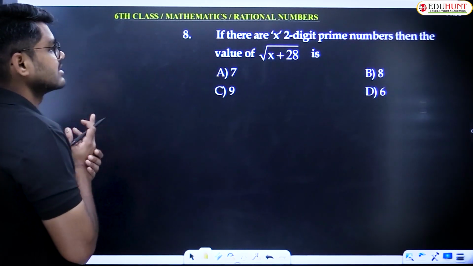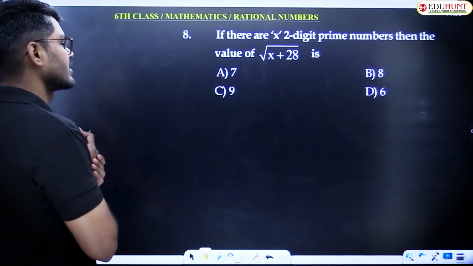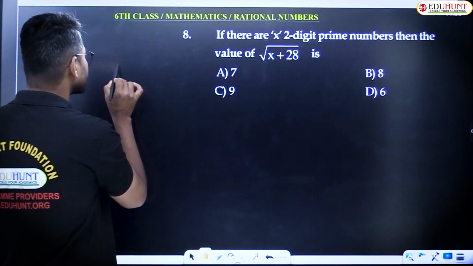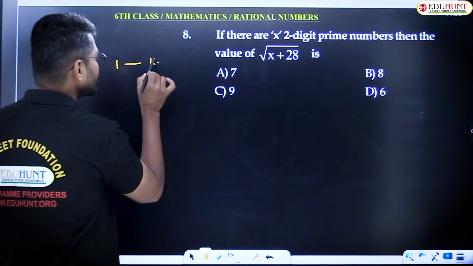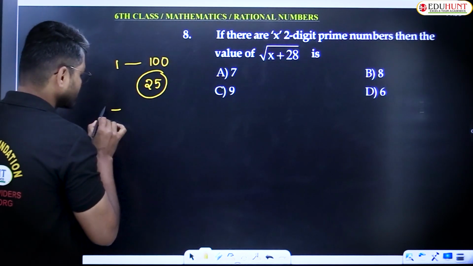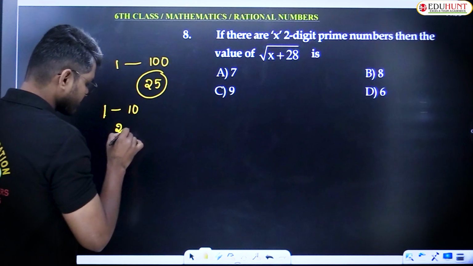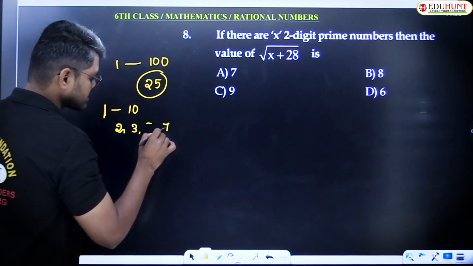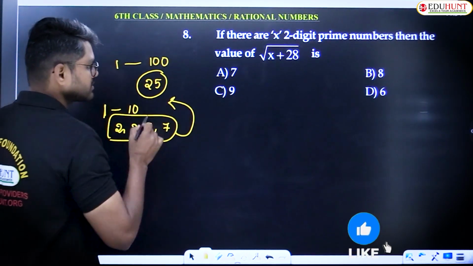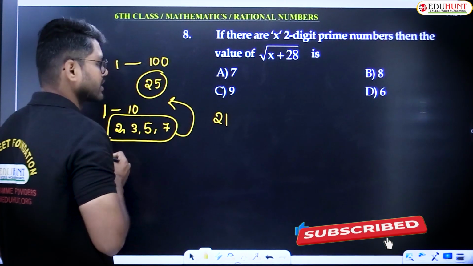If there are x 2-digit prime numbers, then find the square root of x plus 28. X is the number of 2-digit prime numbers. How many 2-digit prime numbers are there? In between 1 to 100, there are 25 prime numbers. In 1 to 10, how many prime numbers are there? 2, 3, 5, 7. That means 4 prime numbers are there. Subtract these 4 from this. 25 minus 4, that is 21.